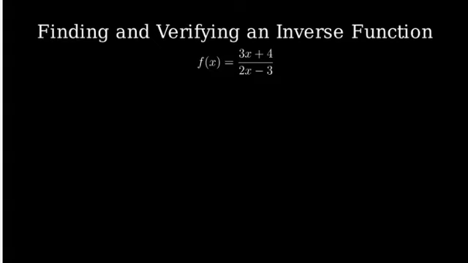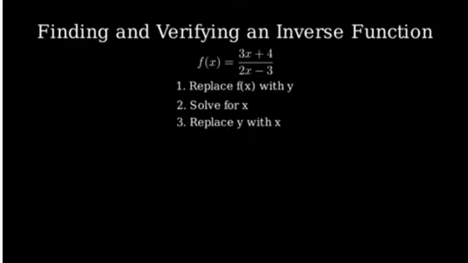3x + 4 over 2x - 3. We'll solve this step by step and then verify our answer. To find the inverse function, we'll follow these steps.